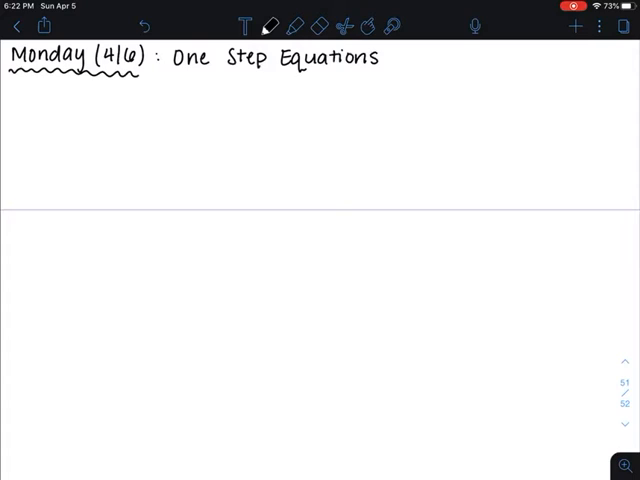I just wanted to show you guys some problems for today's lesson, which is one-step equations. In a one-step equation, we are solving for the variable. So the goal is to solve for the variable.